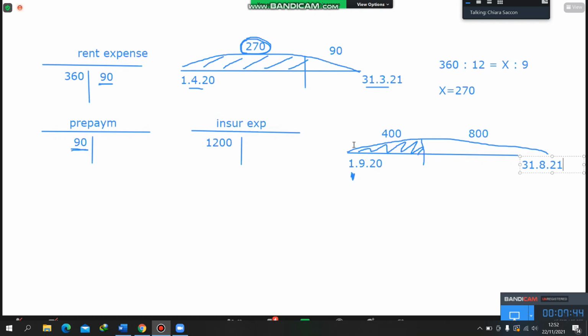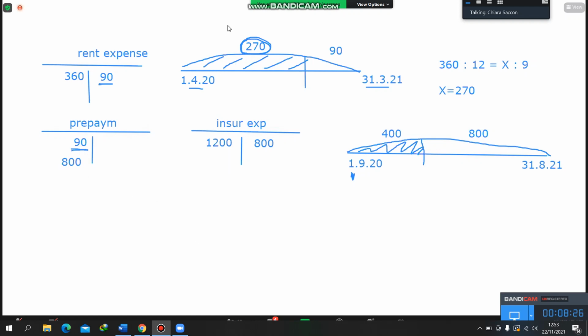Okay, so 400 for September, October, November, December, and for January, February until August, there are 8 months, 800. So we want only 400 this year into the income statement as insurance expenses. This is too high, so we rectify this amount, writing 800 here. The amount that must be postponed, moved to the next period, so 800 here. At the same time, we write in the account prepayment, we already have it, 800 on this side.